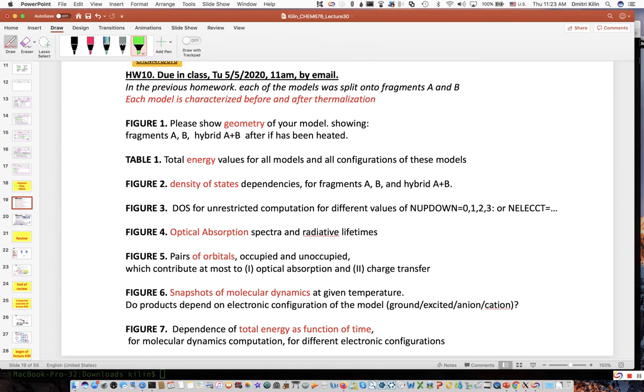And possible arrangement is like, first figure is geometry of system, explaining what it is, table showing total energies or maybe gap values if there is more than one model. Figure 2 can be density of states. This one is optional if one explores different number of electrons, as Steven is doing, or different spin configurations, as Salim is doing. It could be another figure.